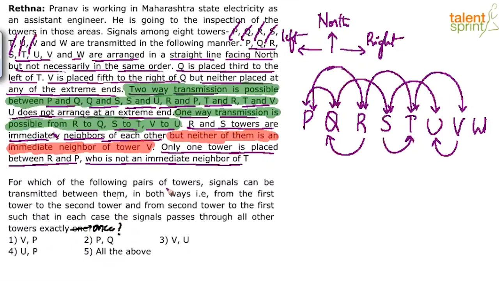For which of the following pairs? Some pairs have been given to us: VP, PQ, VU, and UP. For which of the following pairs of towers can signals be transmitted between them in both ways? That means from the first tower to the second tower, and from the second tower to the first tower.